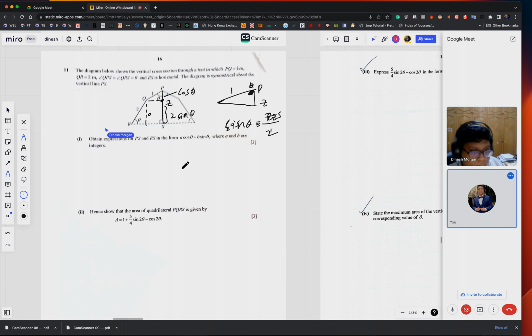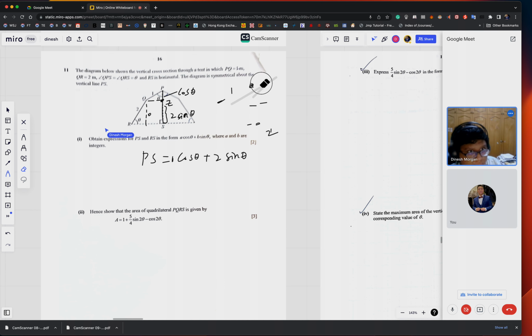Done. So PS is, and they also want RS. PS is equal to cosine theta plus 2 sine theta. Okay? Done. RS is the same strategy.